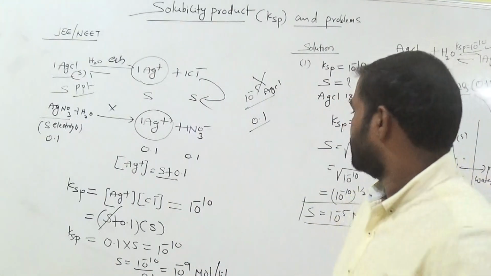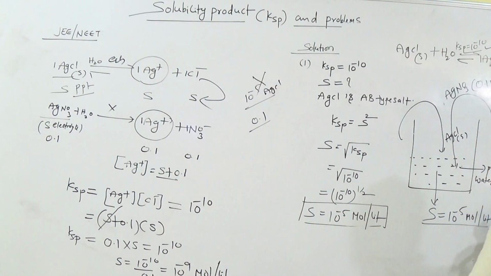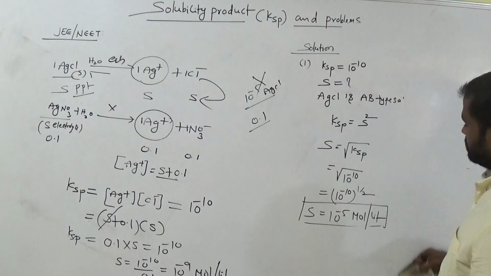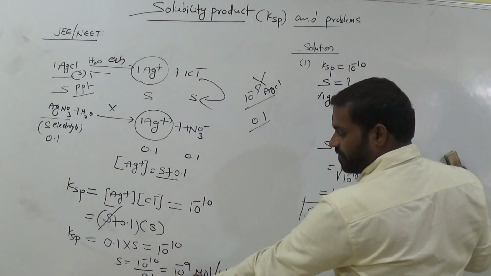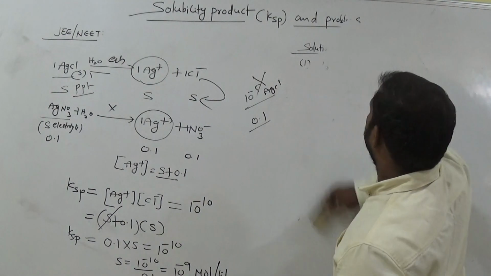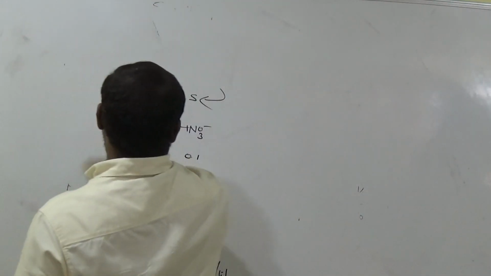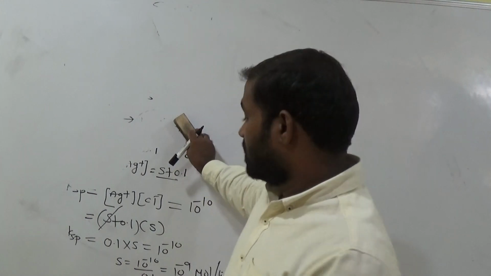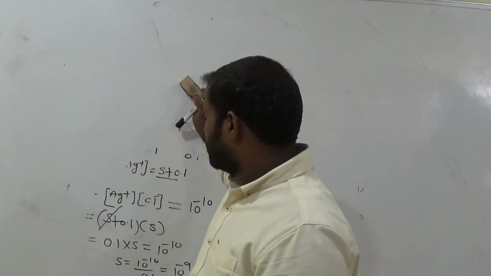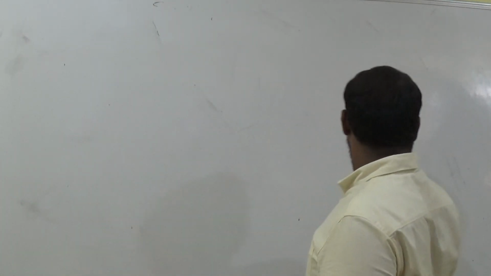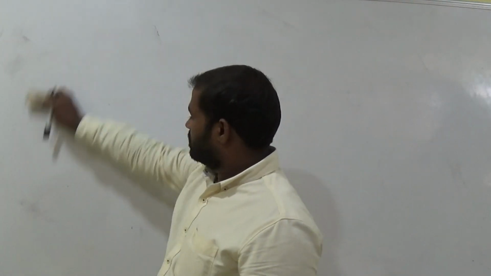Clear? Everyone? So write this expression. What is the solubility before? 10 power minus 5. After adding silver nitrate, what is the solubility of AgCl? 10 power minus 9. Therefore, solubility decreases. That is the common ion effect. Simple. By adding a common ion, the solubility decreases. Such kinds of problems we have in JEE Mains and NEET. So focus very much on the concentration. So this is about solubility and solubility product. That means we can expect a bit from this topic also.